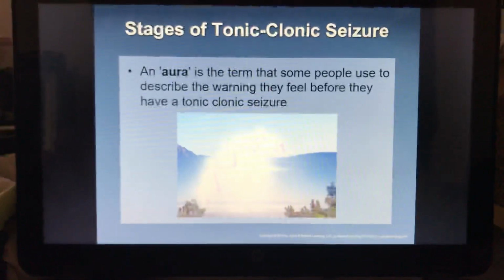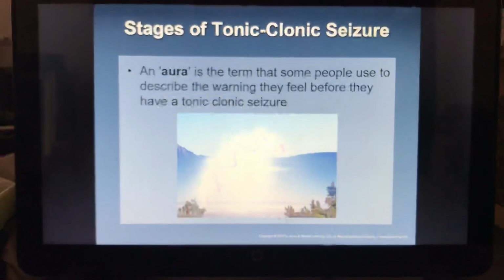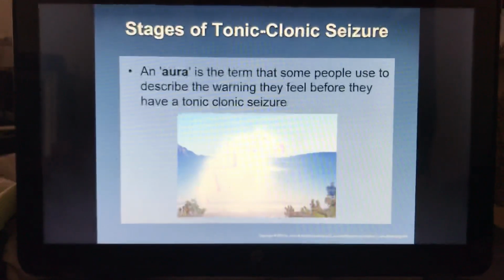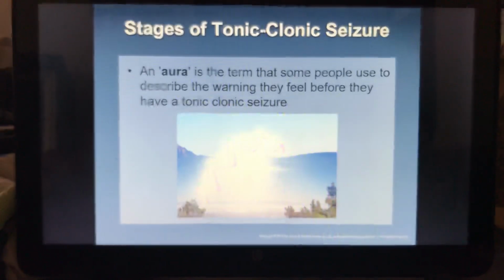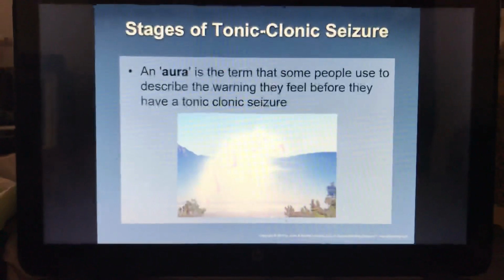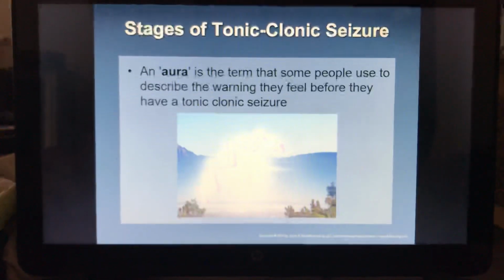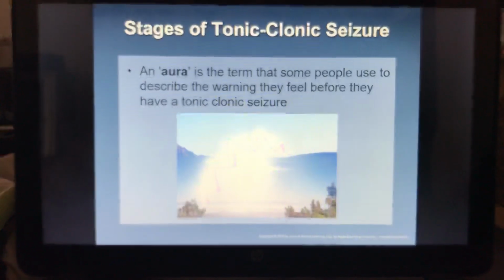And because of this aura, they're actually able to still drive and still be able to do normal functions, because the aura gives them time to lay down, pull the car over, do whatever. But most people that do have seizure disorders don't drive or don't do anything that can cause other people harm, like take care of children, drive, stuff like that. But there is an aura. It's like a warning sign that these people have, and they know they're having a seizure.